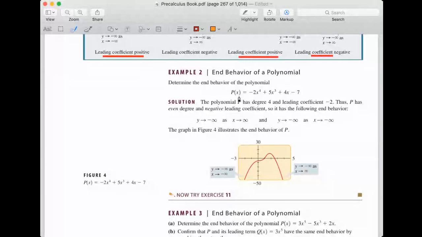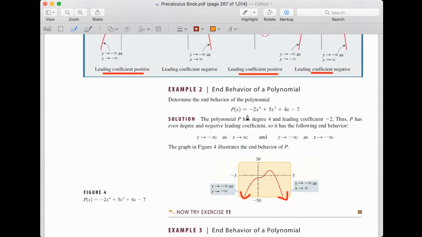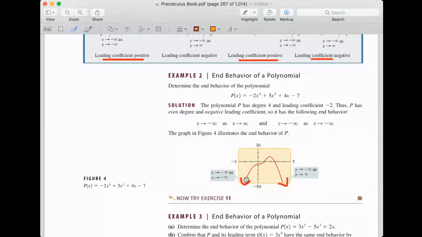Let's see this one. Polynomial p of x. We'll use p for polynomial. Negative 2x raised to the 4 plus 5x raised to the 3 plus 4x minus 7. So this is a degree 4 polynomial. And it's negative, so we know the end behavior is downward. And it's 4th degree, which means the graph wiggles 3 times at most. So you see we have this first wiggle, second wiggle, third wiggle.